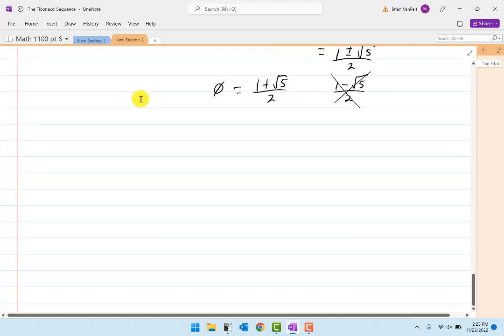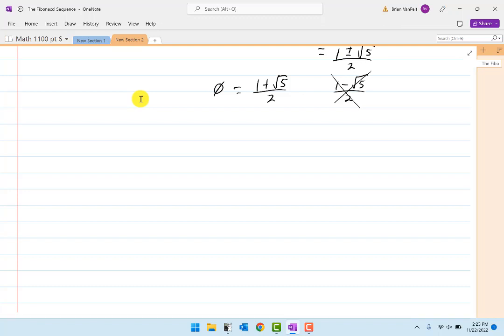One last note. In calculus circles, once again, we won't have to know this either, but in calculus circles, we'll write something like this. And it's known as a limiting number.